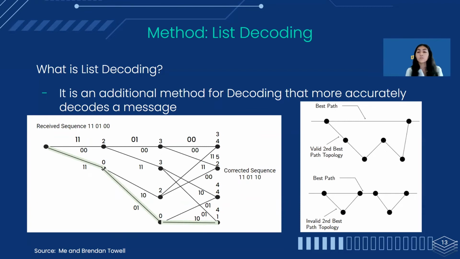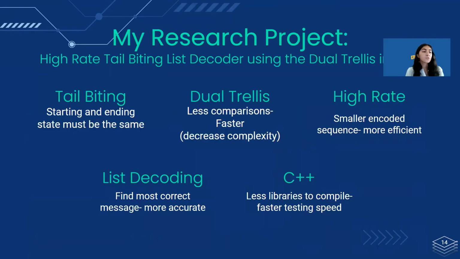If the messages still don't match, we now have to find the third best path. We continue with the sequence until our output passes the CRC check. Then we know that we have correctly decoded the message. The method incorporates an algorithmic self-verification, preserving message integrity. So my research project implements a high-rate tail-biting list decoder using the dual trellis.